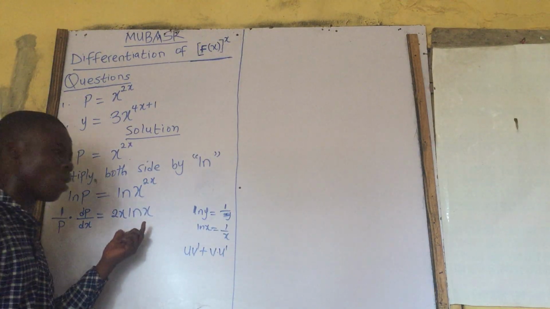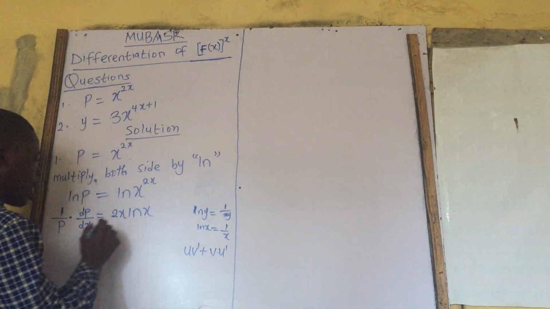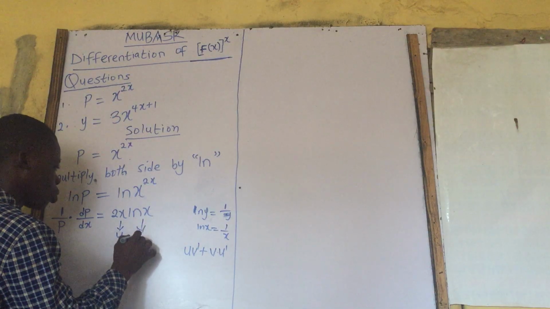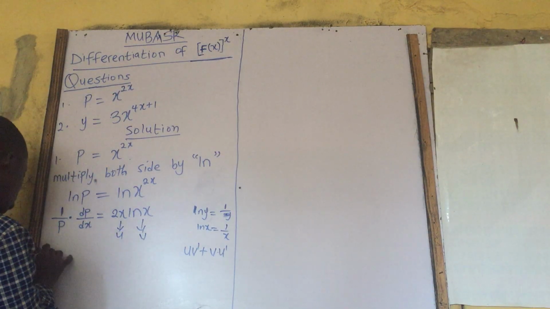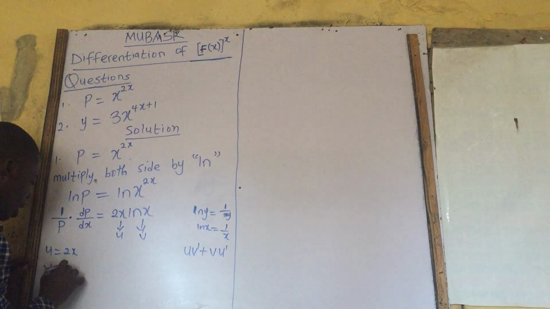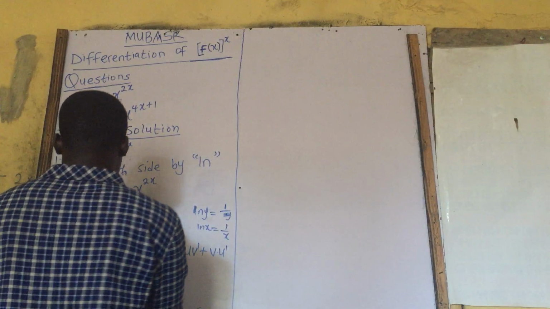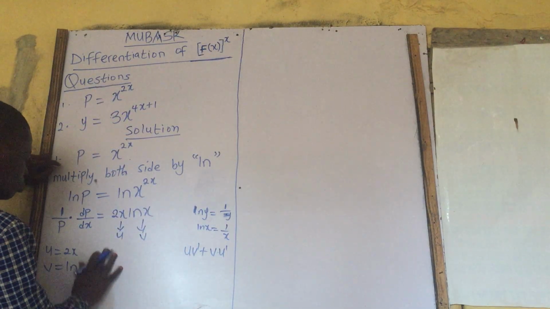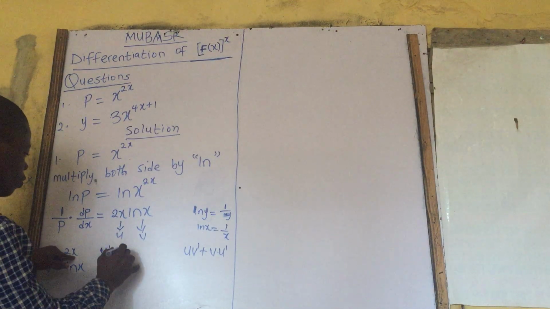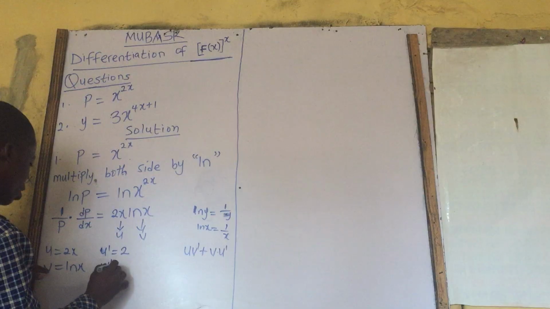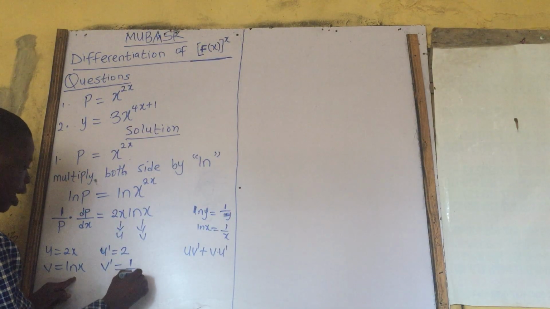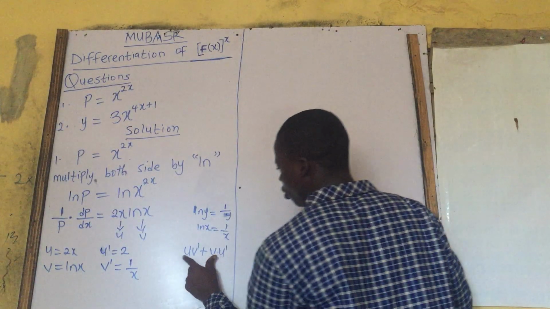Then how do we determine our u and our v? Now let us take a look. Let our u be 2x, while our v is natural logarithm x. See, our u equals 2x, our v equals natural logarithm x. While our u prime, if we differentiate 2x, gives us 2. And our v prime, if we differentiate natural logarithm x, gives us 1 over x.